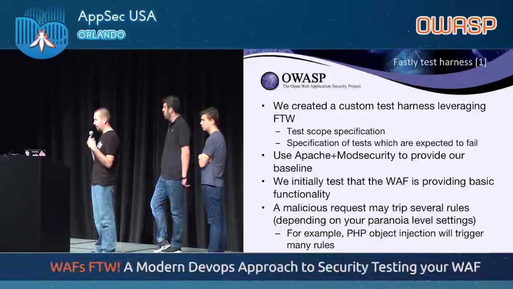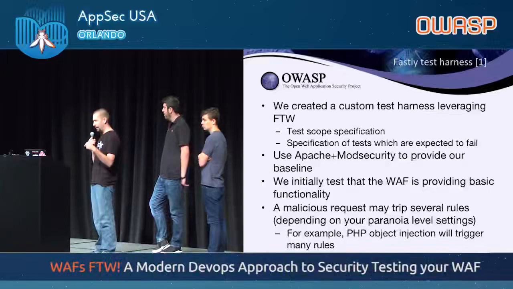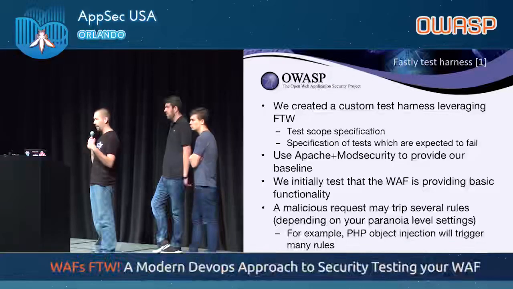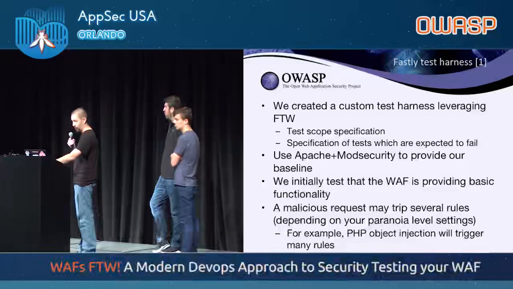So a good example is you might have a certain payload that gets identified by the WAF, but it might be getting identified by the wrong rules and dropping it. So we wanted to make sure that the rules were functioning correctly.